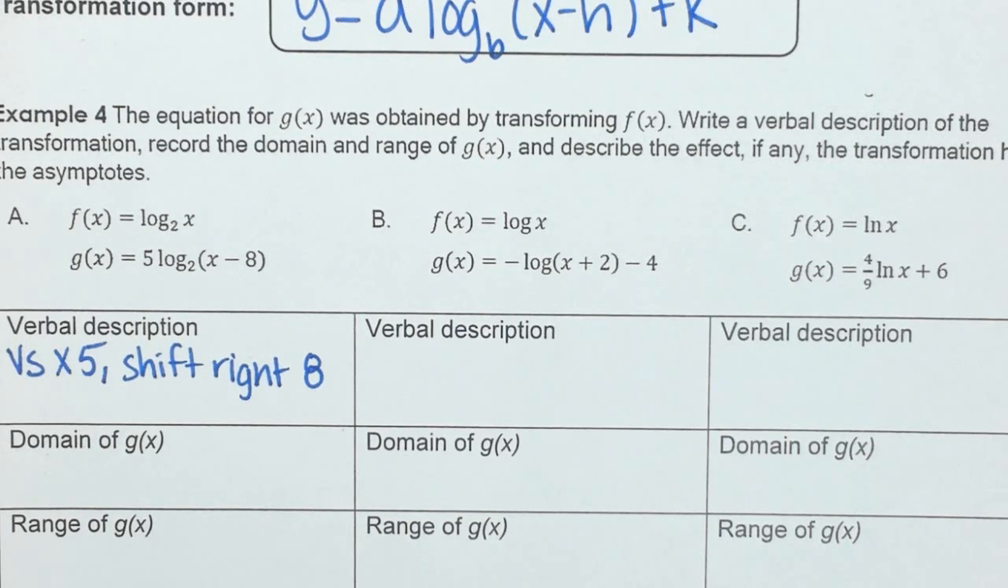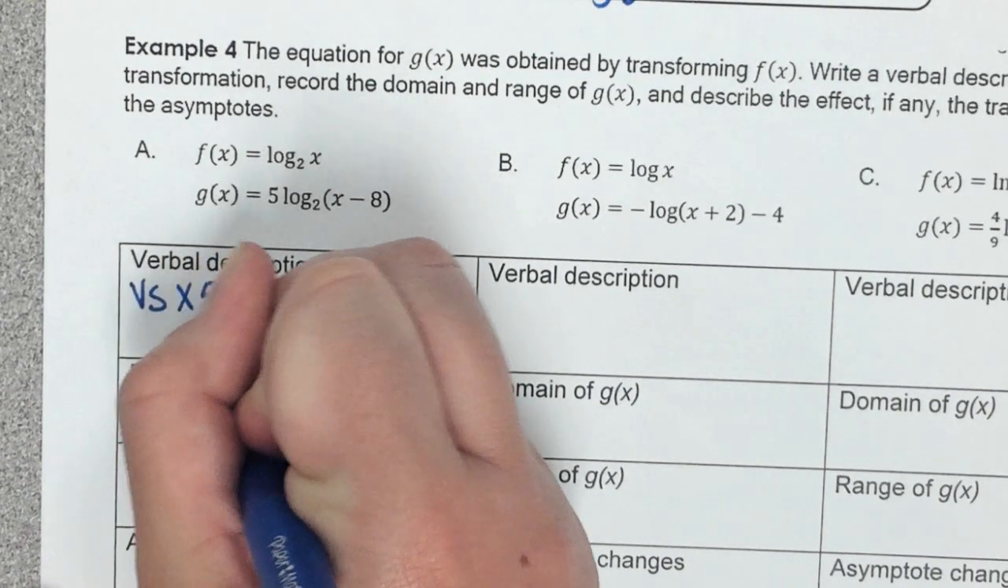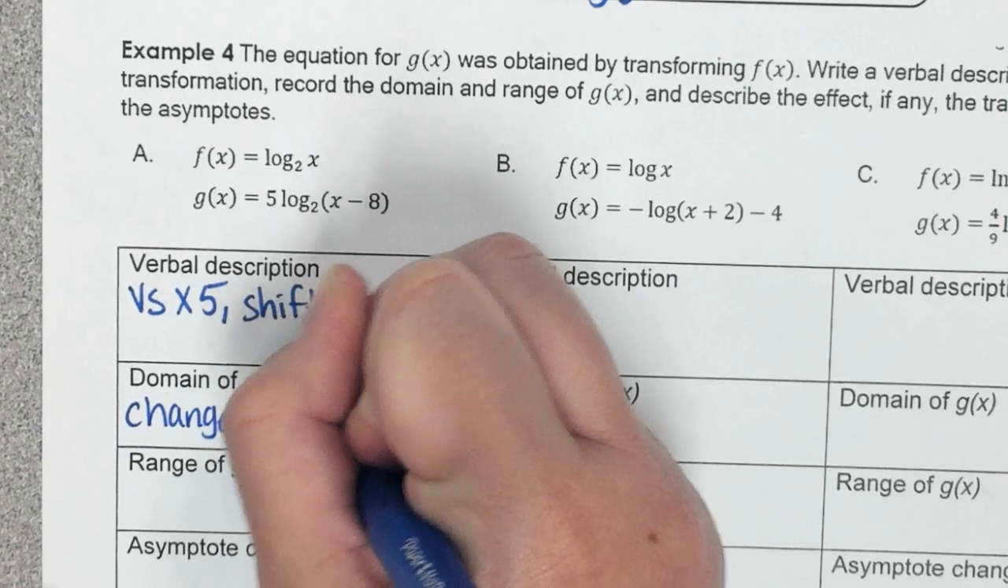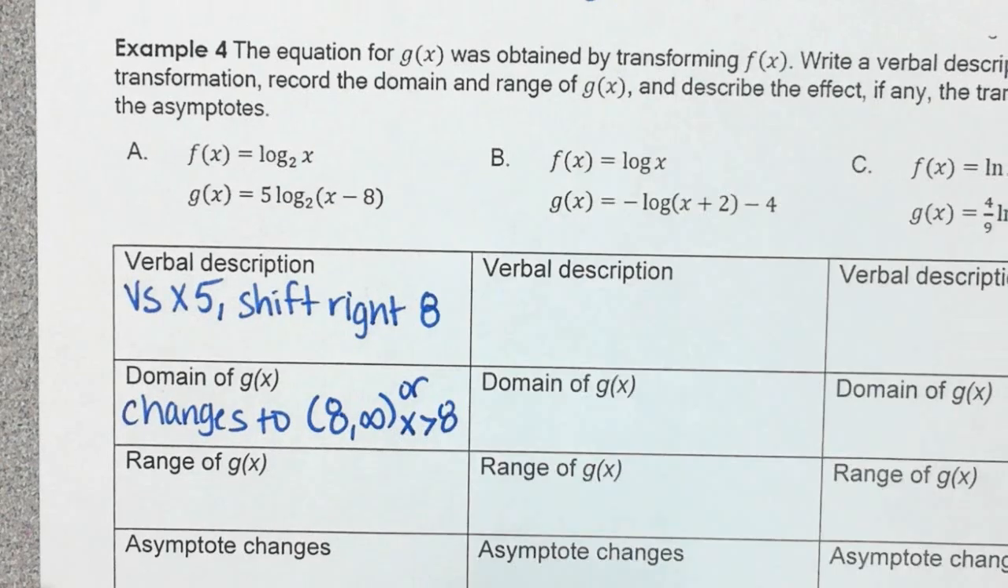x was 0 to infinity, right? And what does it look like the domain of g of x is? It's changed, right? So instead of going from 0 to infinity, what's the farthest left it's going to? That's 5, 6, 7, 8. It looks like it's getting close to 8, right? So our domain changes to parentheses 8 to infinity, or we can say x is greater than 8.